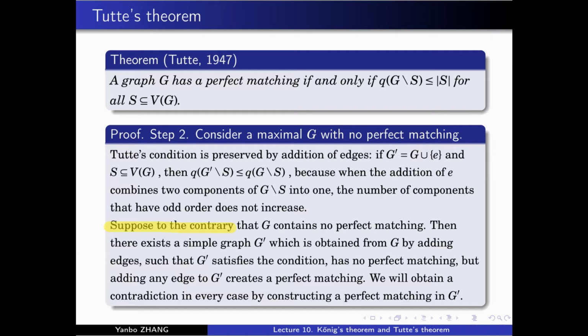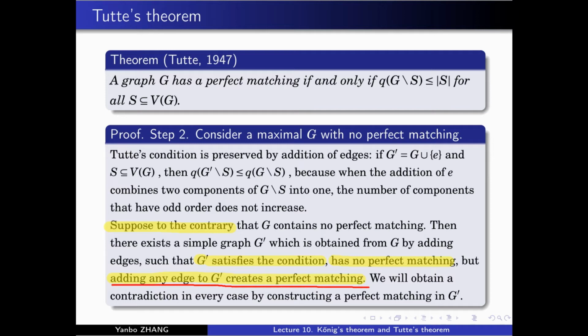This is to say, there exists a graph G' satisfying the condition, that is, q(G' - S) is less than or equal to the size of S, which has no perfect matching, but adding any edge to G' creates a perfect matching. We can always find such a graph G'.